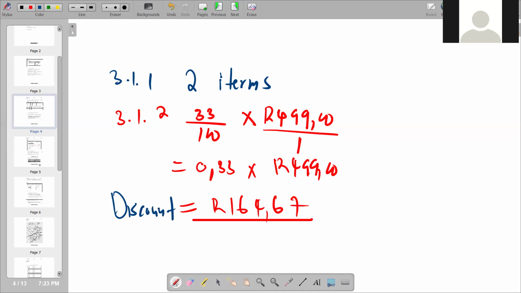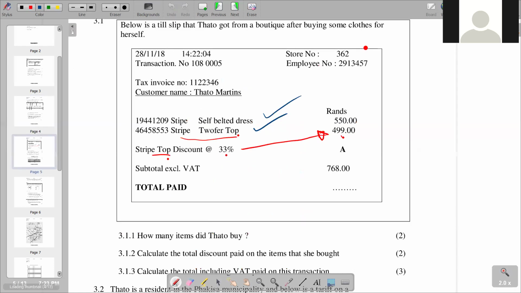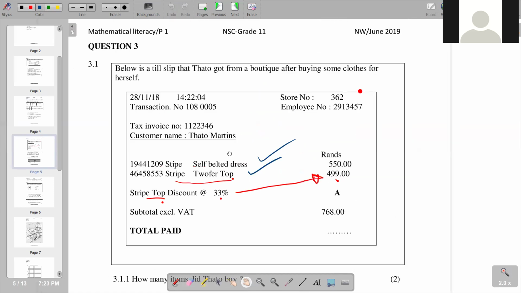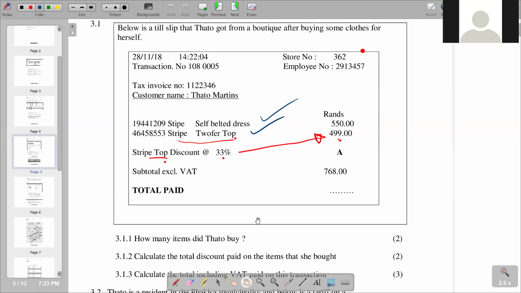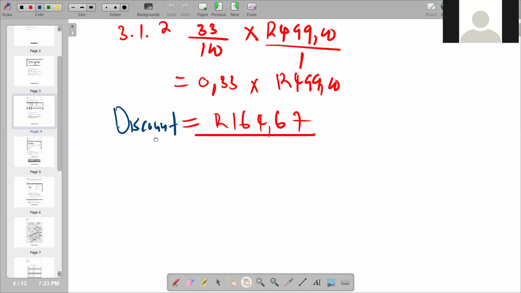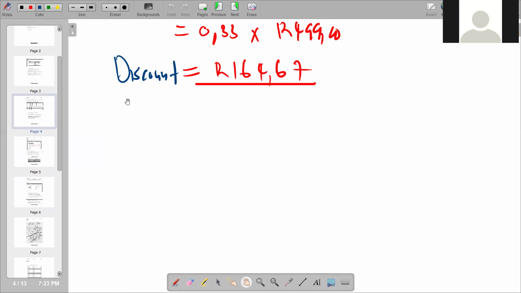The discount. So we go to the next part, which is saying calculate the total including VAT paid on this transaction. You are being told that the total excluding VAT is 768. So including VAT, we are going to include a percentage of VAT, which is supposed to be 15%. Remember, VAT is 15%, so we are going to say our 15%, that is our 3.1.3.